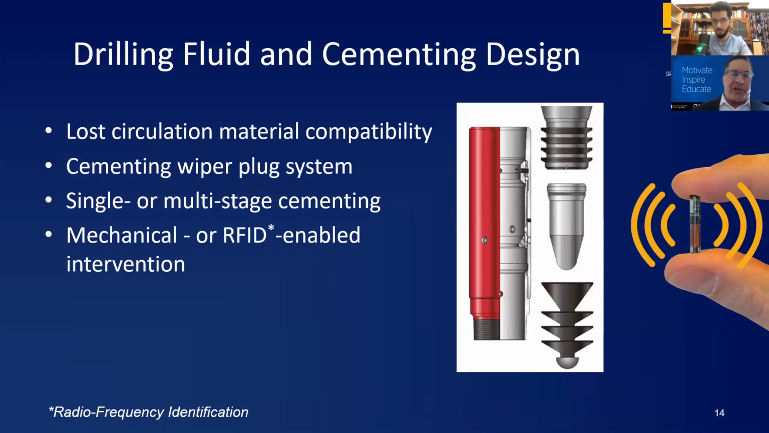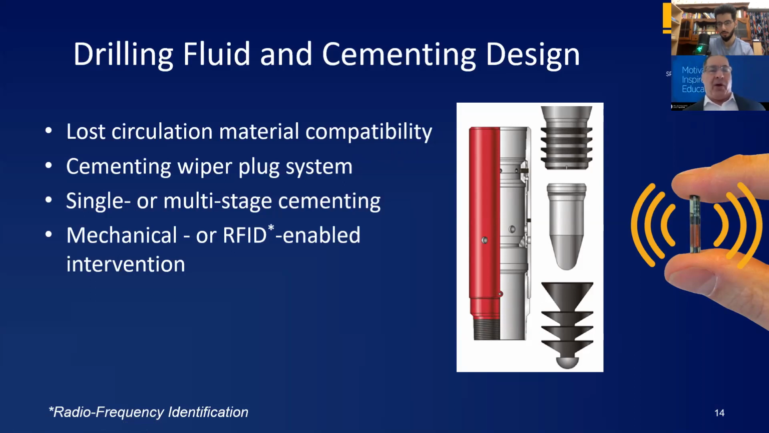Drilling fluid and cementing design. You want your liner drilling system to be compatible with the lost circulation material you're pumping. Now, typically less than 25 pounds per barrel lost circulation material in the system is not going to cause you much issues. Where you run into problems is when you have greater than 30 or 40 pounds per barrel concentration with a high concentration of fibrous materials.